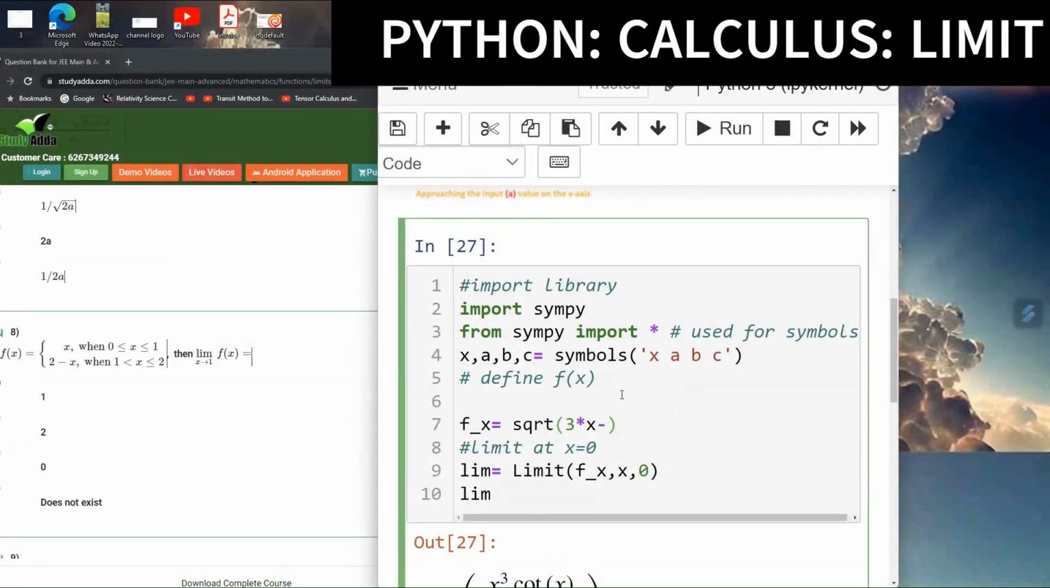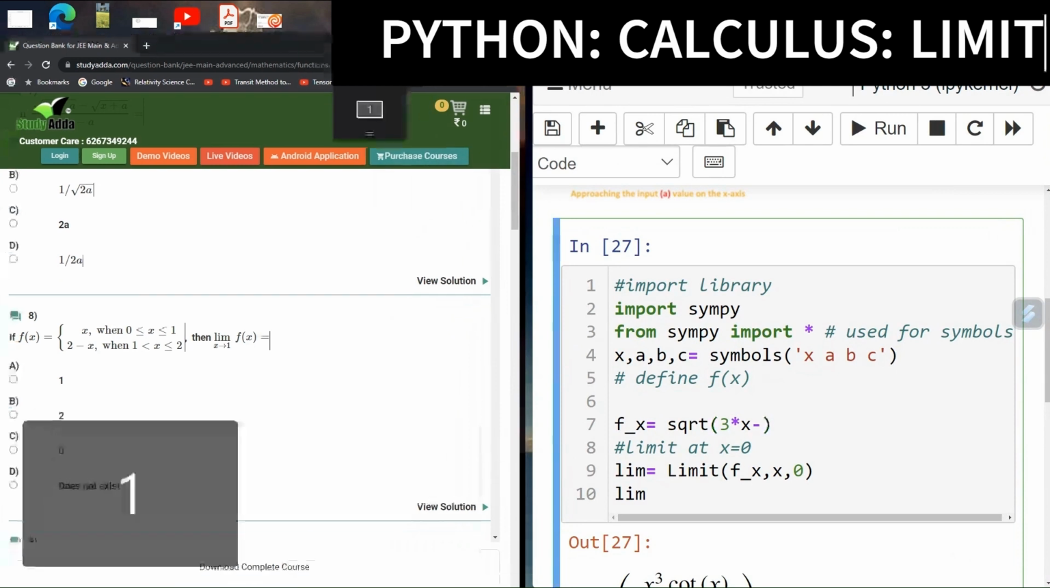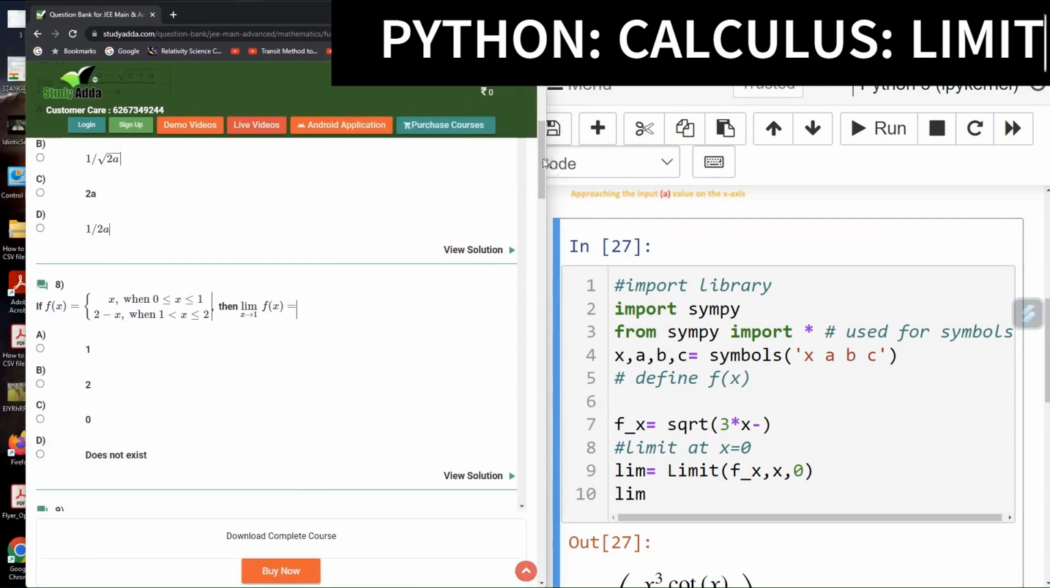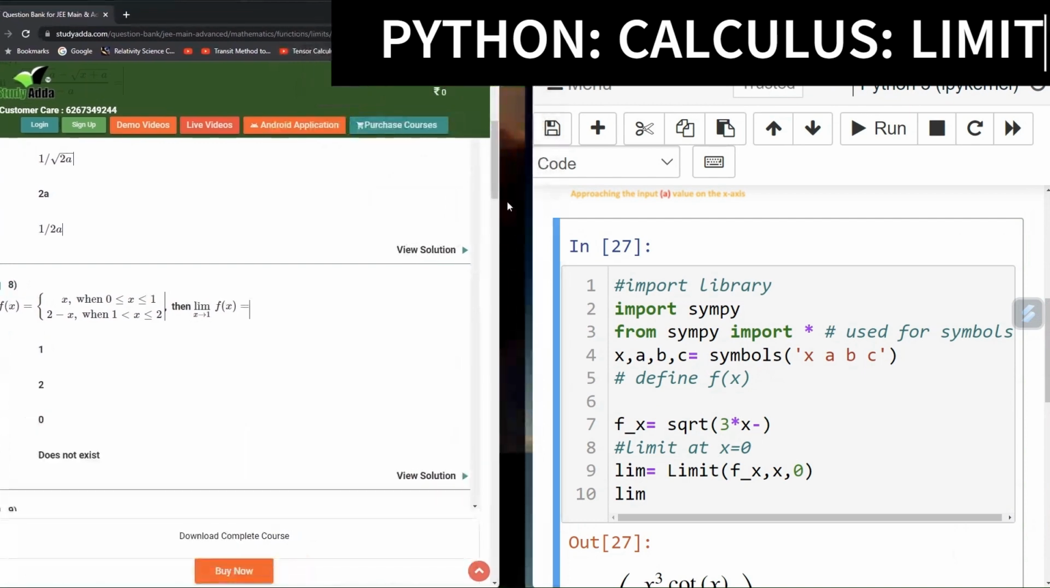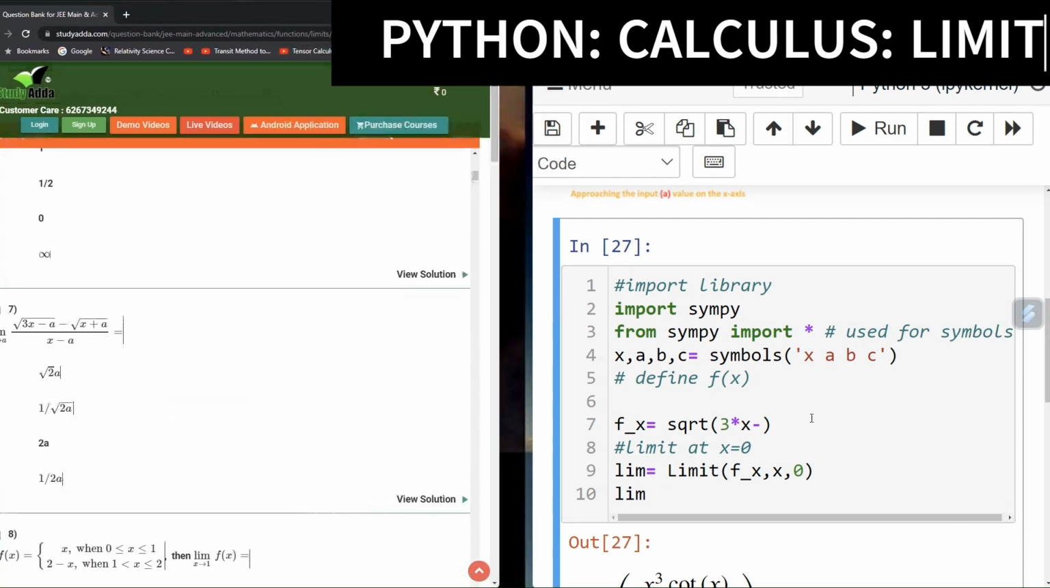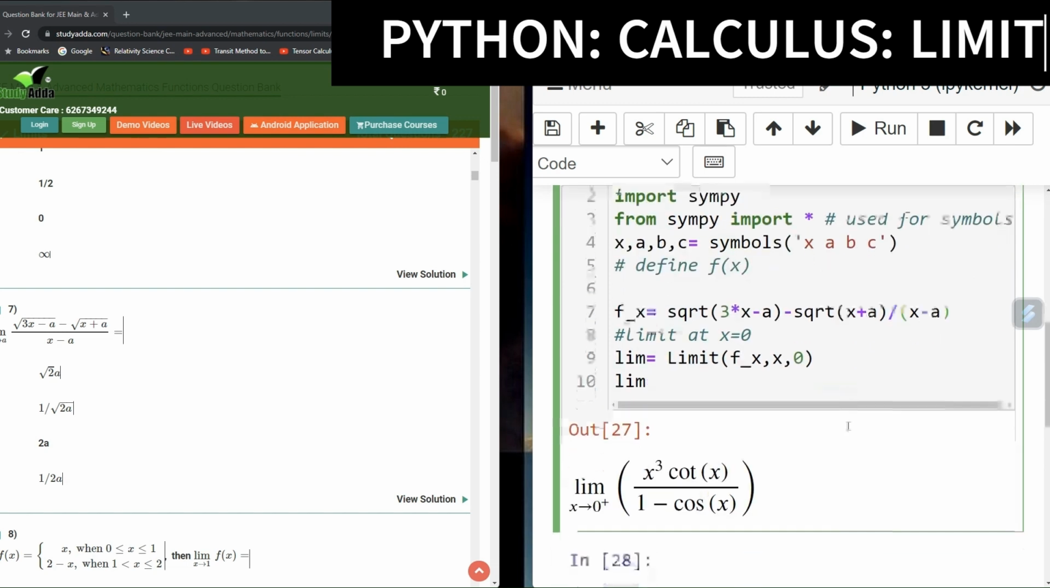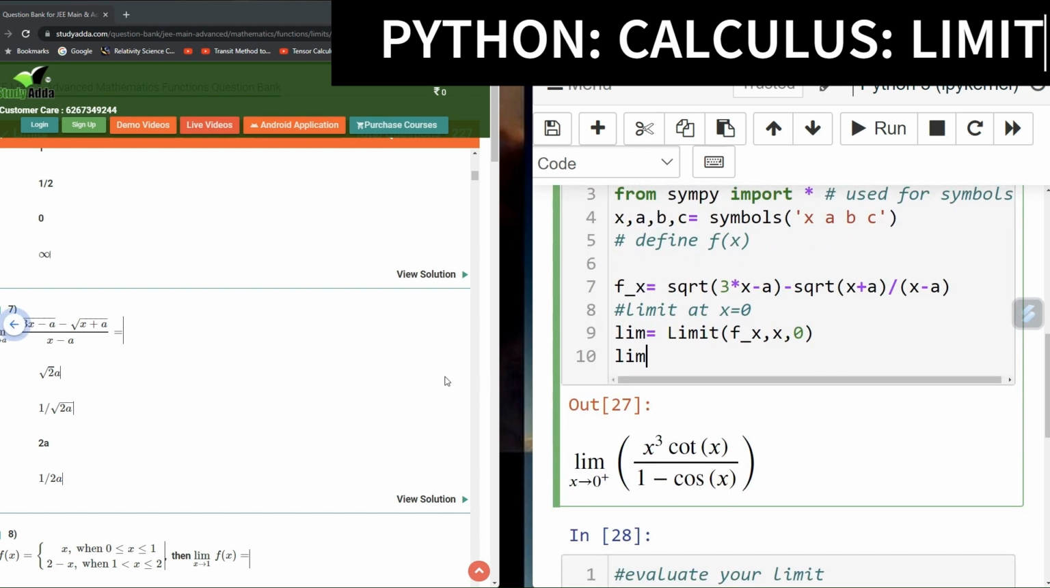Okay, so 3x minus a, then minus the cube root of x plus a, and then divided by the whole of x minus a. So there is no symbol error, so we have a in our directory. Okay, so now let's run it, and you have to give it x equal to a.